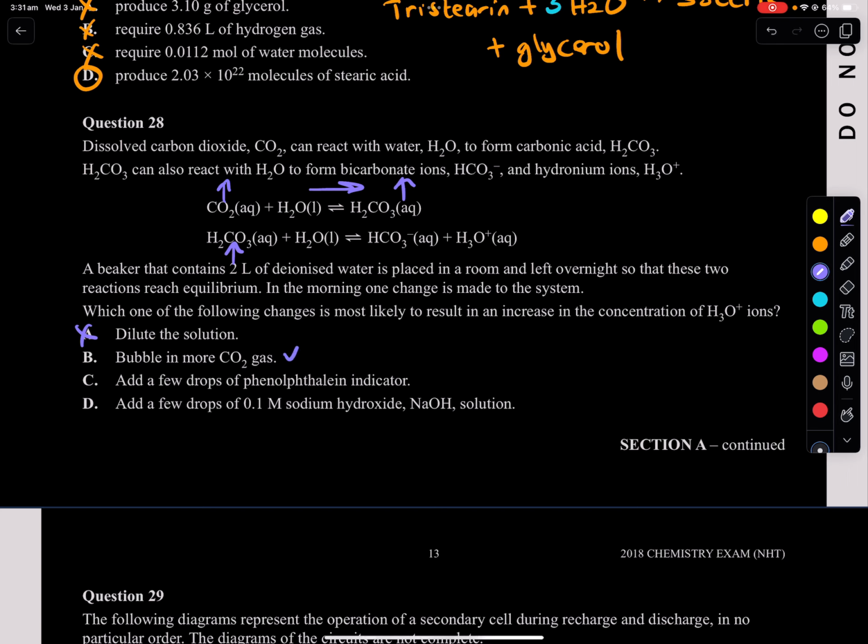B looks nice. Add a few drops of phenolphthalein indicator. No, an indicator doesn't do anything, by the way. You should know that. Add a few drops of 0.1 mole NaOH, sodium hydroxide solution. No. If we're trying to increase hydronium ions, which makes the solution more acidic, and we're adding something like sodium hydroxide, which is strongly basic, it makes it basic. Adding a few drops of this will decrease the hydronium ions. So the answer would be B.